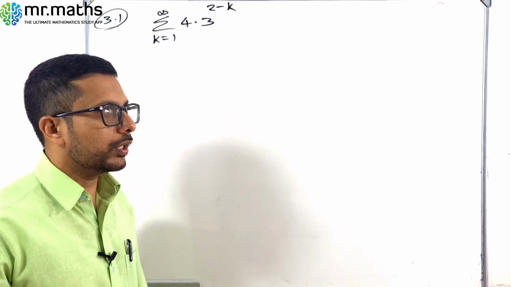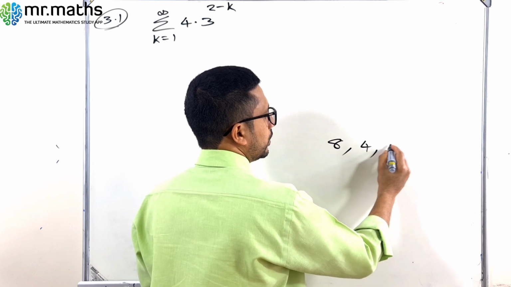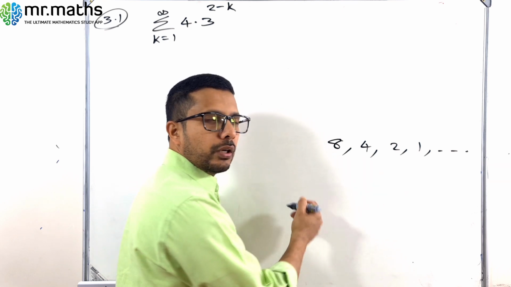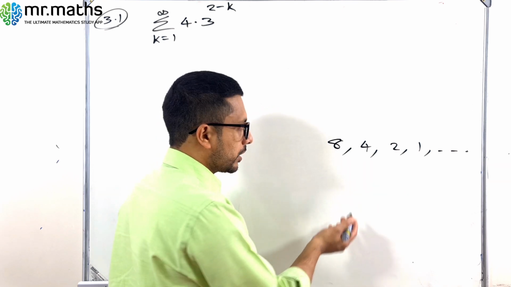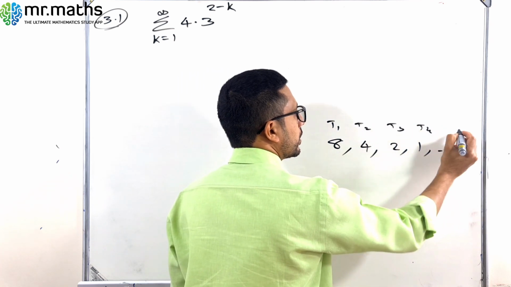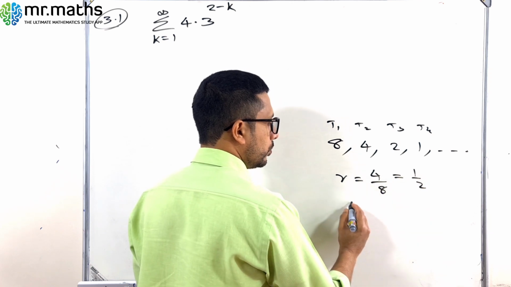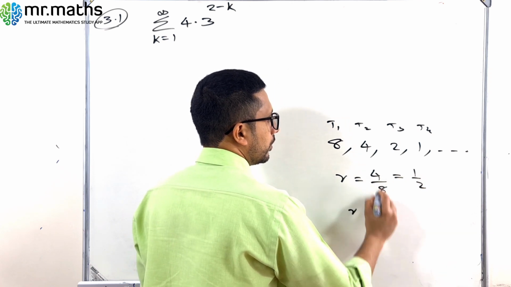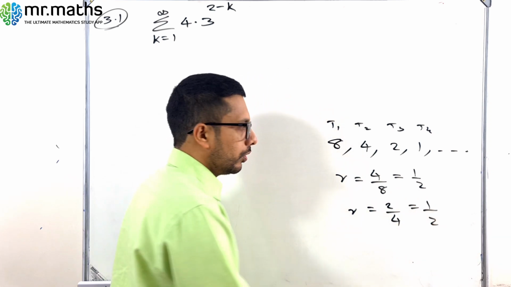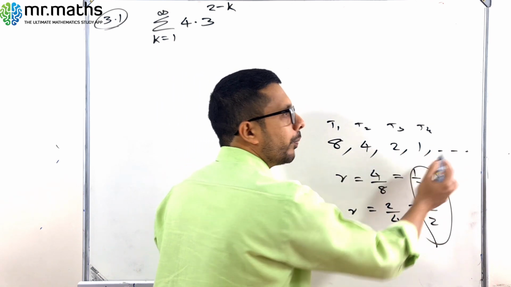Convergent geometric series means you can find a common ratio. For example, let's say 8, 4, 2, 1, etc. This is not an arithmetic sequence. It's a geometric sequence. Why? This is T1, T2, T3, T4, etc. So what is the common ratio? 4 divided by 8, that is 1 over 2, or 2 divided by 4, 1 over 2. So 1 over 2 is the common ratio. You understand? So this one is a geometric series.